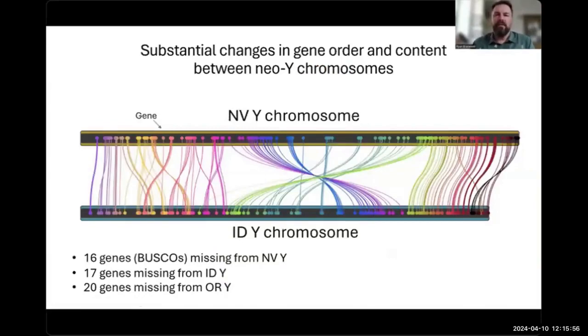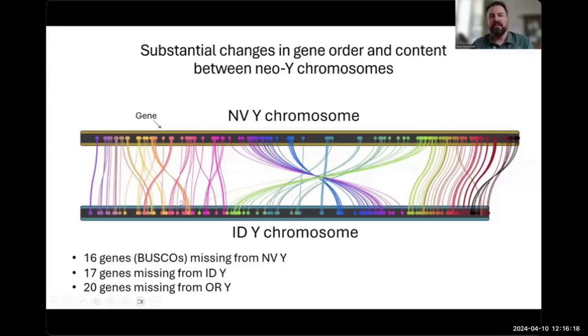And when we've looked at the BUSCOs, we're still working on the annotations for these neo-Y chromosomes, as they're kind of challenging because genes are degenerating on them. But when we look for just the BUSCOs across these chromosomes, compare where they are across these different neo-Ys, we see that there is extensive shuffling of all of these genes across these chromosomes. So they're just linked here by color.